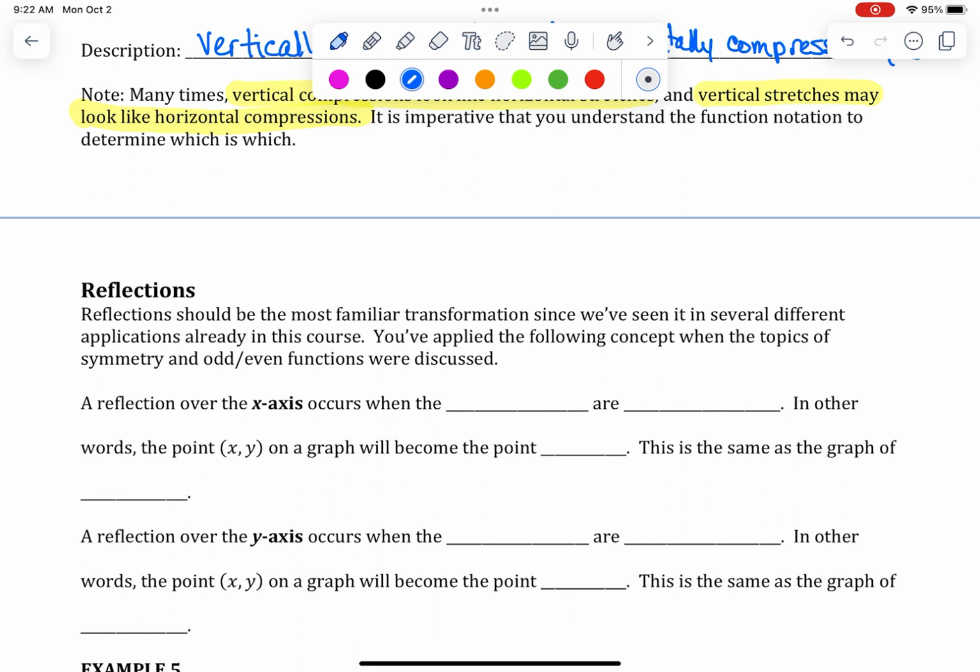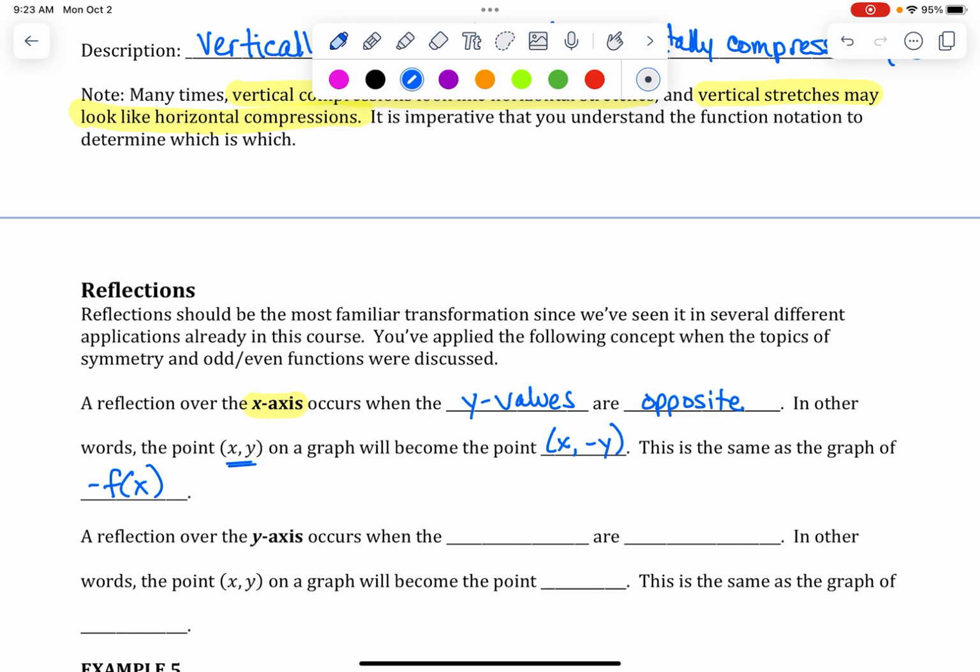And so when you have a reflection over the x-axis, that means the y values are opposite, right? So we're going to change the y to a negative y, okay? So if you have a point (x, y), that becomes the point (x, -y). And this should look sort of familiar from what we've done in previous sections. And this is the same graph as negative f of x, right? We're reflecting it over the x-axis, so all the y values become switched.